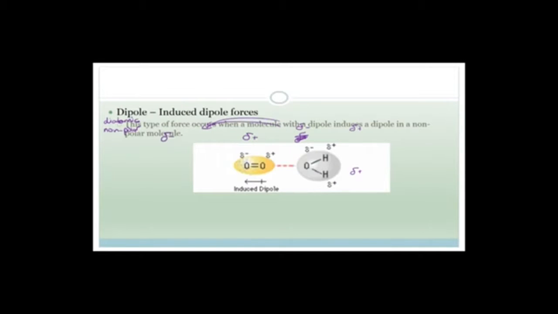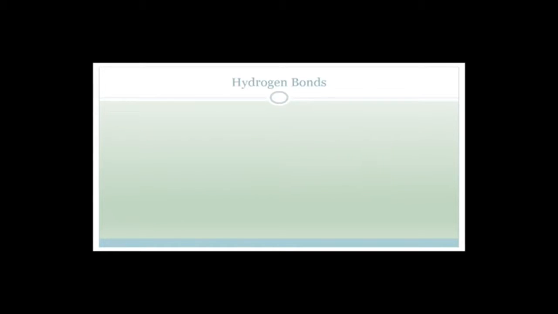Okay, right, so now that I've drawn all over it, let's just erase the writing. Okay, so you can see that this happens when a molecule with a dipole, i.e. the water, induces a dipole in the nonpolar molecule. Okay, you get it. Right, now let's talk hydrogen bonds.